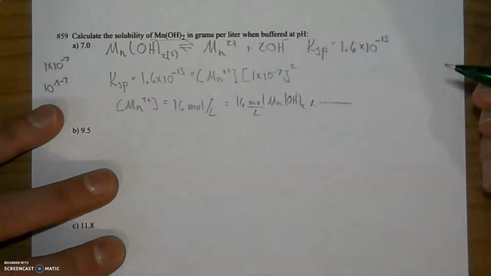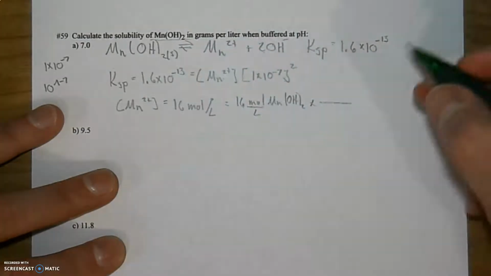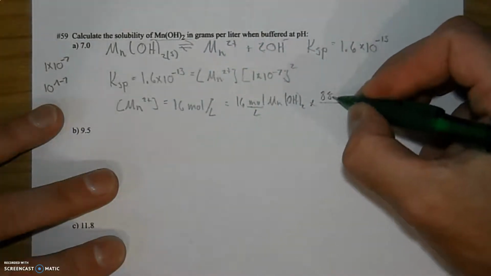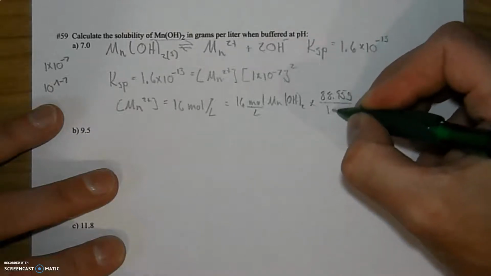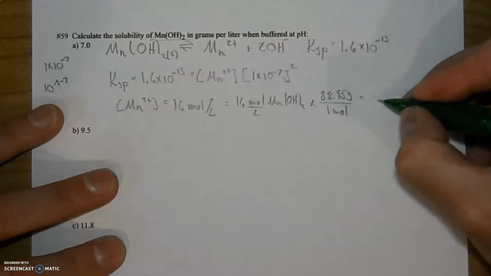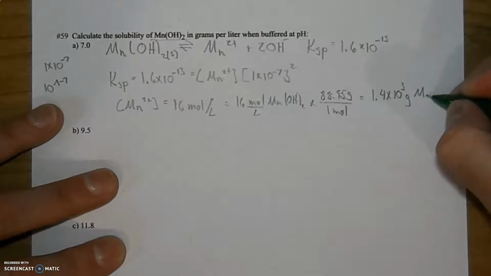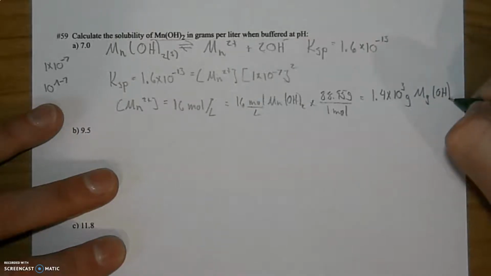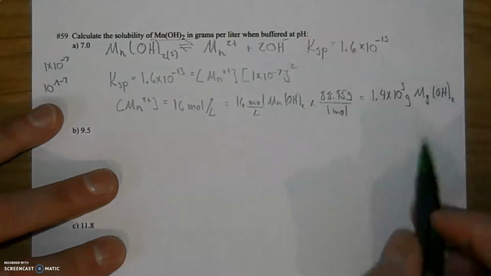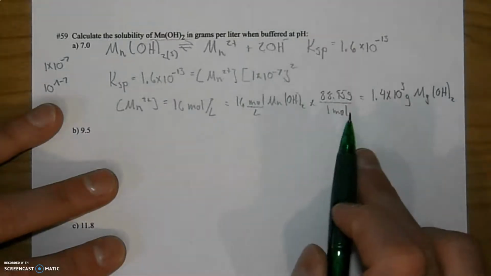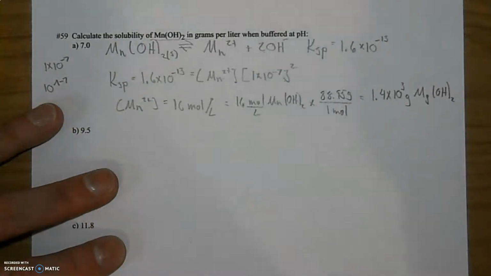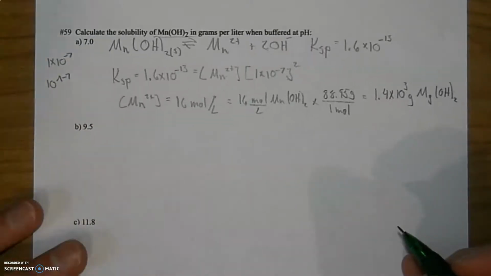I want actually the grams. What's the solubility in grams per liter? If I multiply times 88.95 grams per 1 mole, therefore the answer is 1.4 times 10 to the third grams manganese hydroxide. Something that you should be aware of is how I'm going through here, showing all those steps, the stoichiometry and more the dimensional analysis of how I'm actually getting to this answer. And again, this is the amounts per liter.